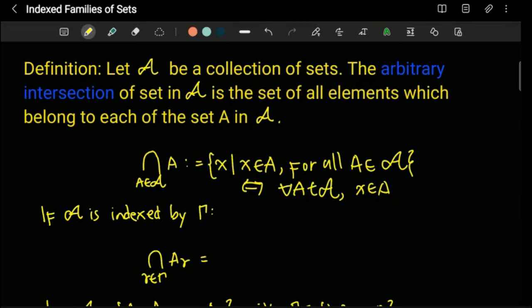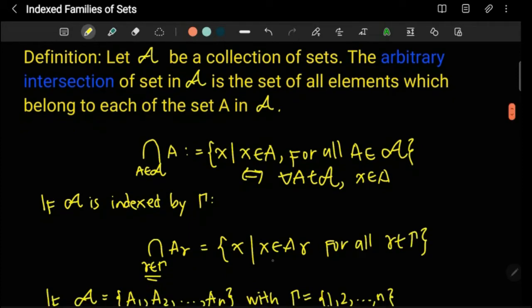Yan. Now, if A is indexed by gamma, we can write each element A as A sub gamma. So we are getting the intersection of A sub gamma for all gamma in the indexing set. So to write that in our mathematical expression, we say an object X such that X is in A sub gamma for all gamma in our indexing set. Or mathematically, dapat for all gamma in the indexing set, dapat X is in A sub gamma.